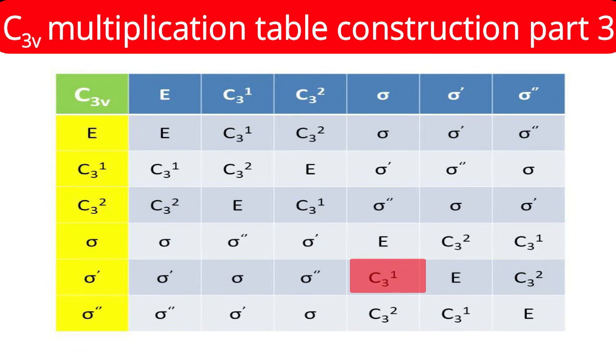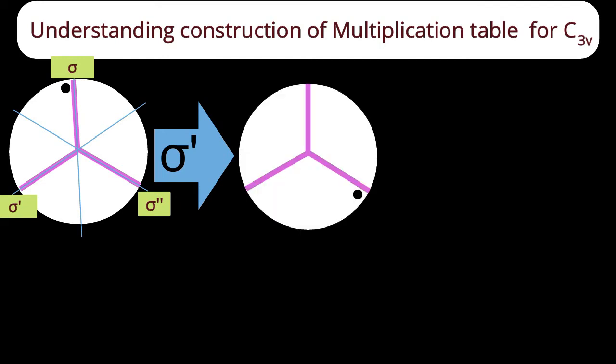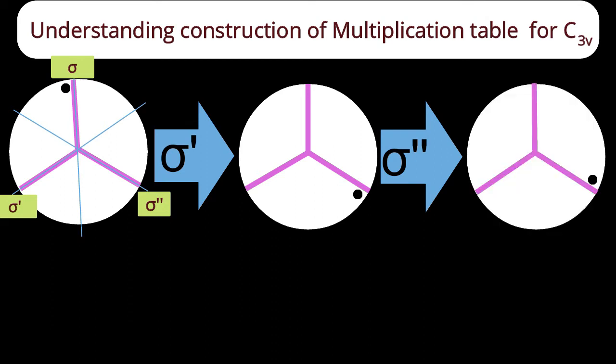Let us produce the next result: sigma dash into sigma double dash. Again, the bird's eye view of the original ammonia molecule, where the knot is considered to be on the left portion of the upper bar. After the sigma dash operation, that knot will come to the right side, but where? The bottom portion of the right bar. On this structure, let me perform the other reflection operation, that's sigma double dash, due to which the knot will just shift to the other side.